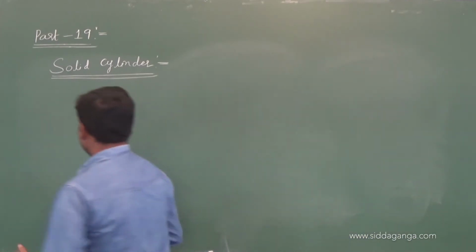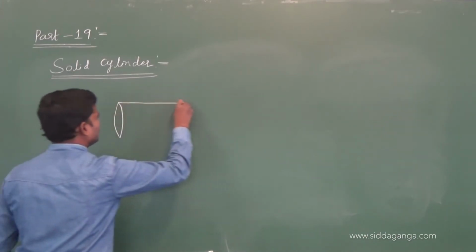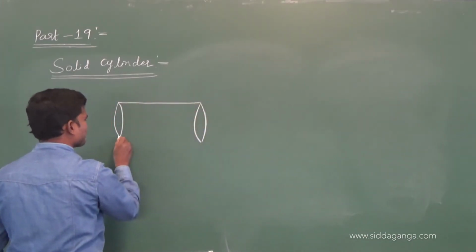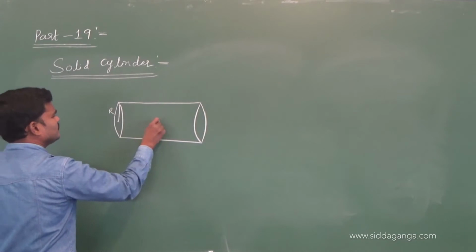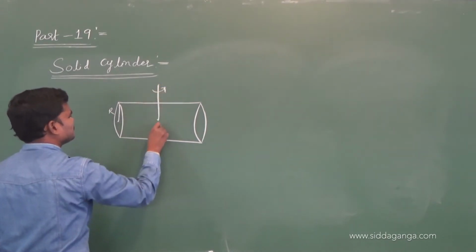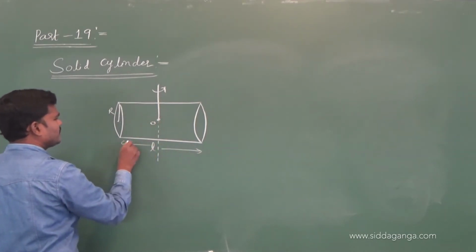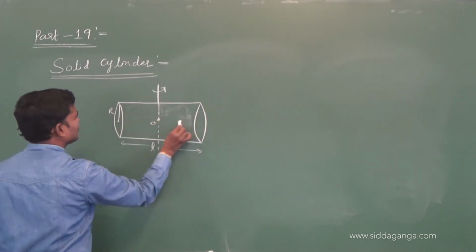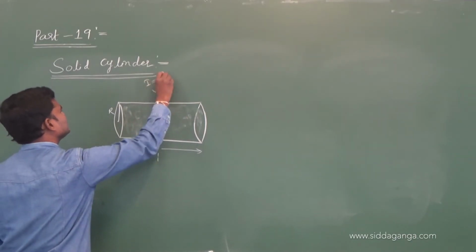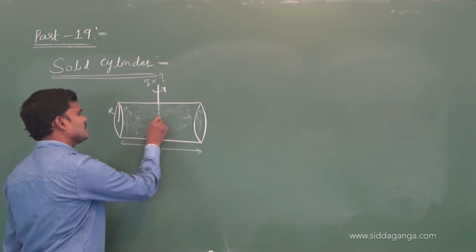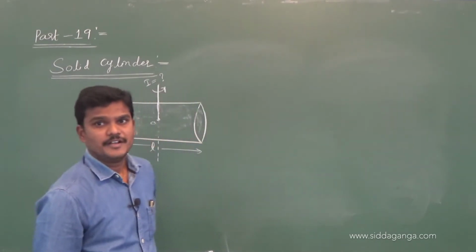See, they have given a solid cylinder whose radius is r. Let me find the moment of inertia about this axis passing through the center. The target is to find out what this I is. We can expect a direct answer also; let me tell the direct answer at the end. Let us see the derivation, how the formula will come.